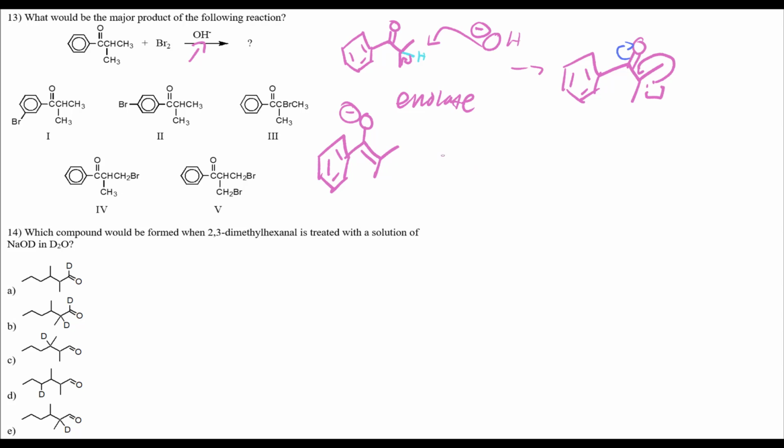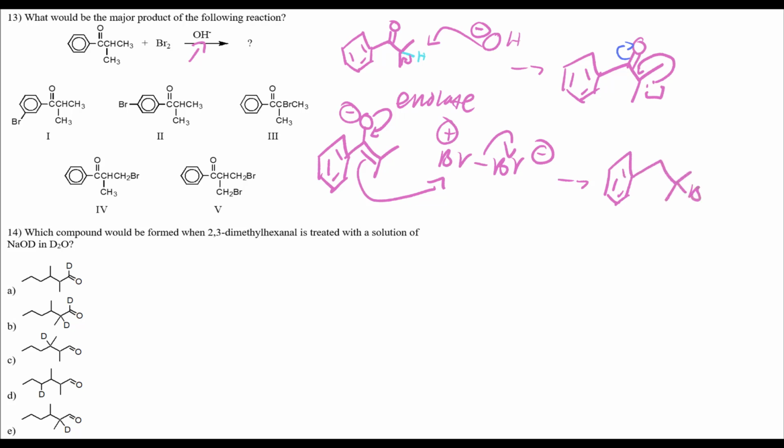Okay, so now our bromines come into play. And our bromines split up. And this bromine is taken by this alkene. And when that happens, these electrons can go back and form the carbonyl. And so your answer choice should be something like 3.